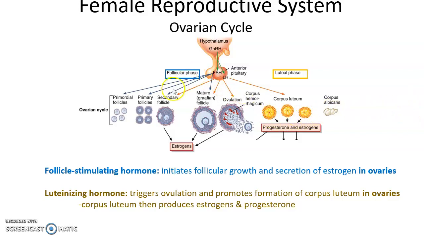So follicle-stimulating hormone causes the stimulation and development of the follicles, and the luteinizing hormone causes ovulation and the development and persistence of the corpus luteum.